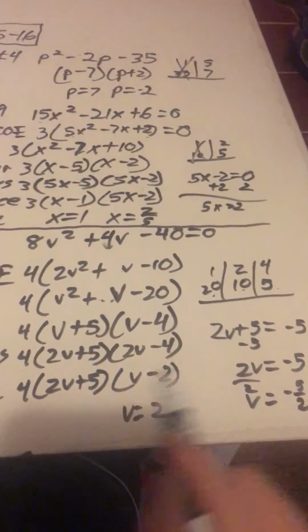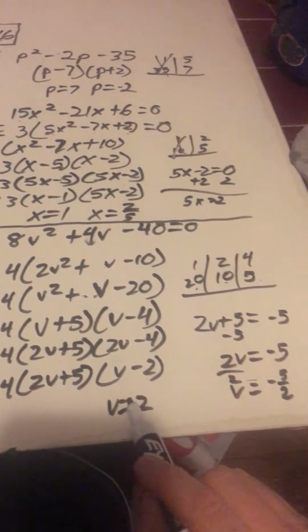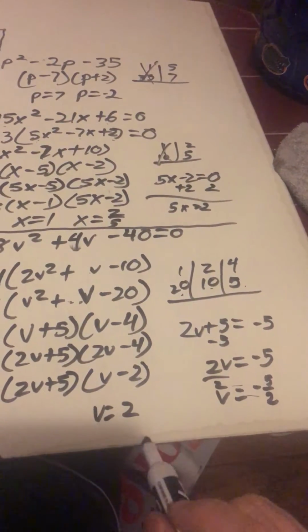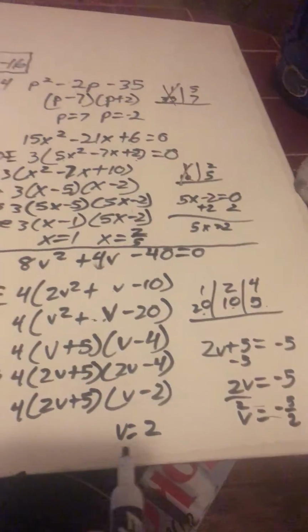All right, so those are my solutions down here. That's where they cross the x-intercepts right there. Those are my roots. Those are my zeros.